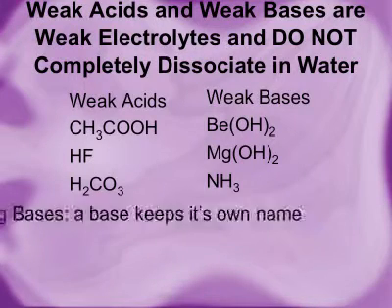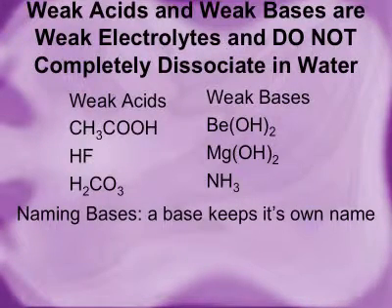Okay, so naming bases is really easy. It keeps its name. So beryllium hydroxide, done. Magnesium hydroxide, done. There's no set of rules for naming bases. Naming bases is really easy, except for ammonia. Ammonia doesn't have a hydroxide, so it's good anyway. Naming acids, we should remember this.